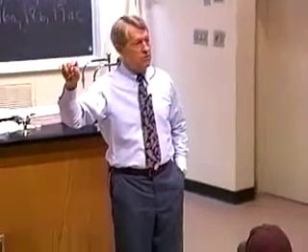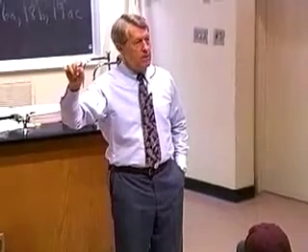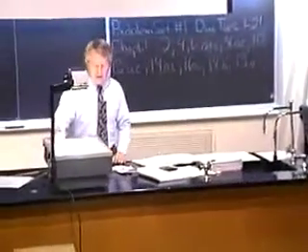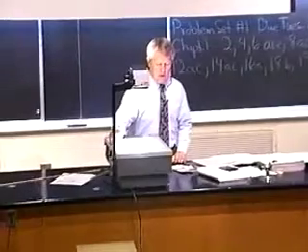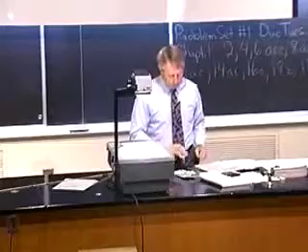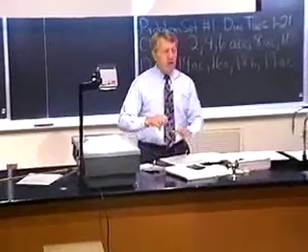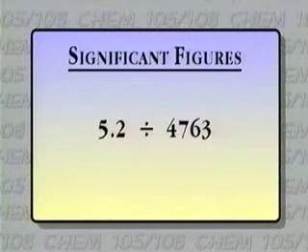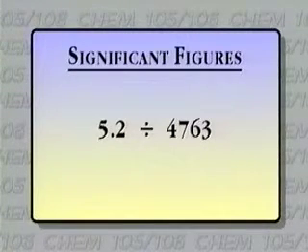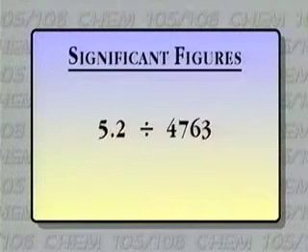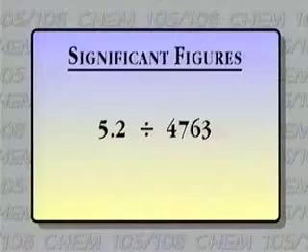Back to the rules of significant figures. So we have then displayed the answer in the correct number of significant figures and in scientific notation. Let's look at the next part of that problem, which is a division. In this case, we're going to divide the number 5.2 by 4763. And as I say, this is problem number 9 at the end of the chapter in the problem set.